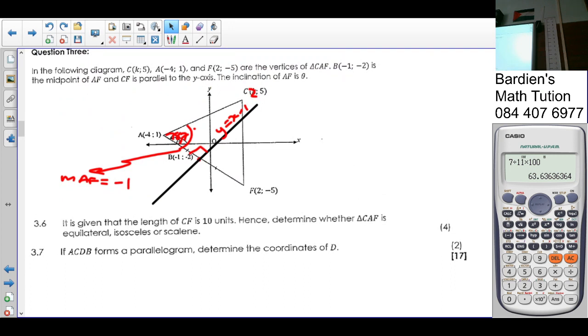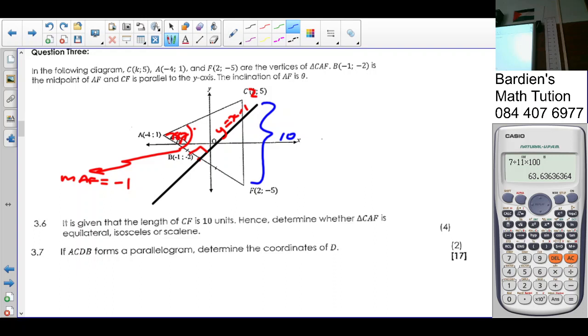It is given that the length of CF is 10. So the length of CF is 10 units. Hence, determine whether CAF is an equilateral, isosceles or a scalene triangle.